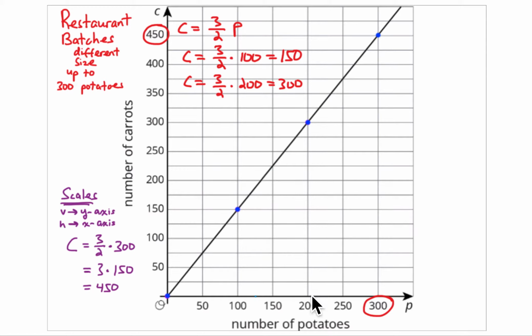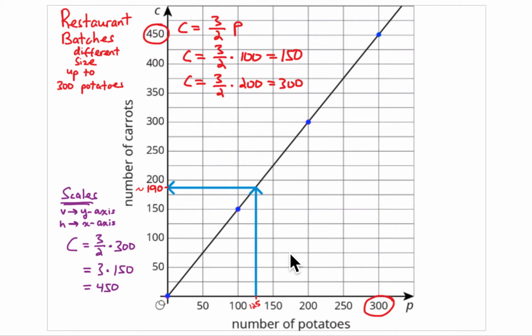You go to 200, that tells you it's 300 carrots. This is a nice one to look at the halves. Half of 200 is 100. 2 halves of 200 is 200. And 3 halves of 200 is another 100, which is 300. So you place those points, you draw the line, and now you can use it.